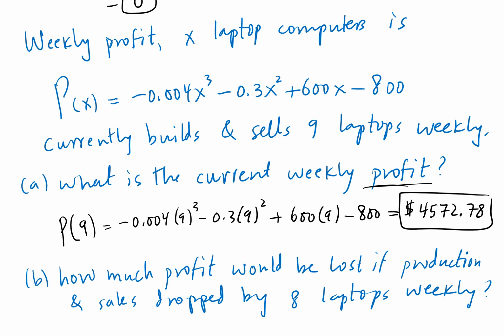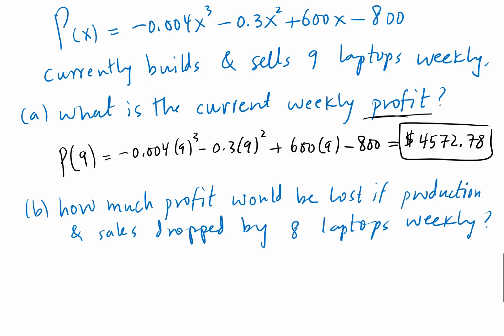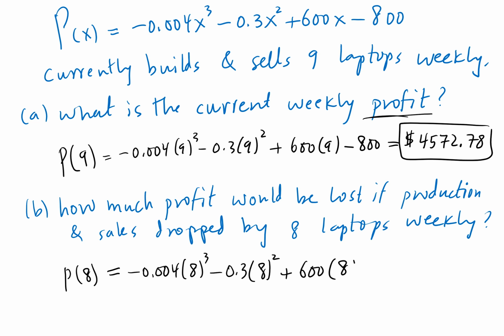Now they said how much profit would be lost if production and sales dropped to 8 laptops. Instead of 9, there's 8. So what we need to do is find the profit for selling 8 laptops. Again, same thing as the previous one, just substitute x equals 8. I calculated this and it gave me $3,978.75.